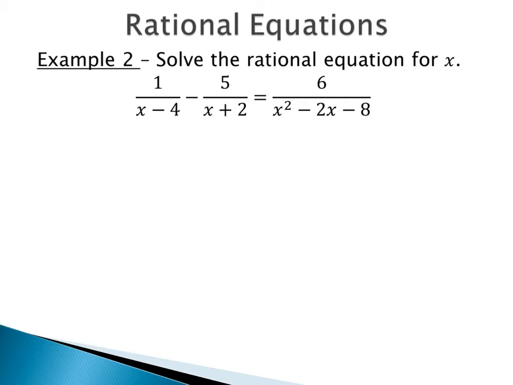So with a linear equation, we can still have fractions, but the x would not be in the denominator. It would either be in the numerator or out to the side of the fraction. So a rational equation happens when we have one x or multiple x's in the denominators of the fraction.